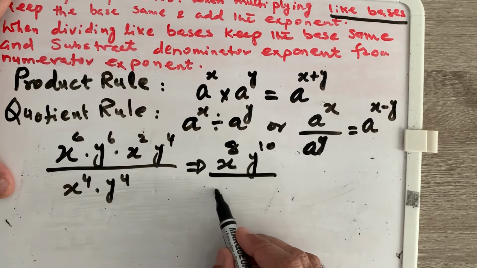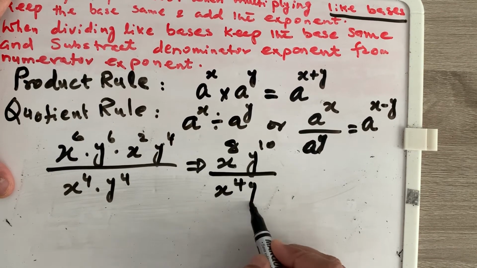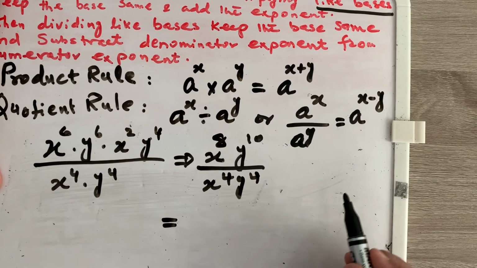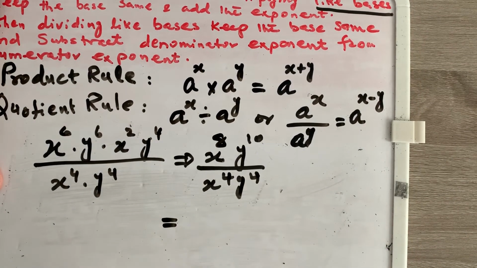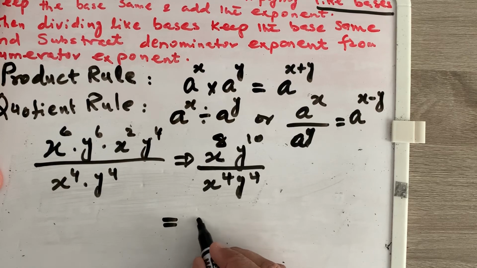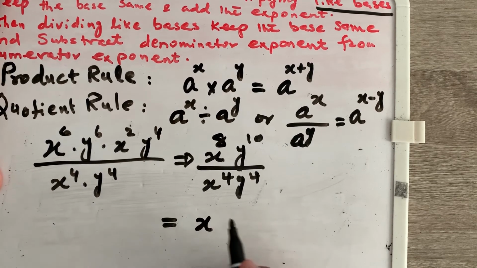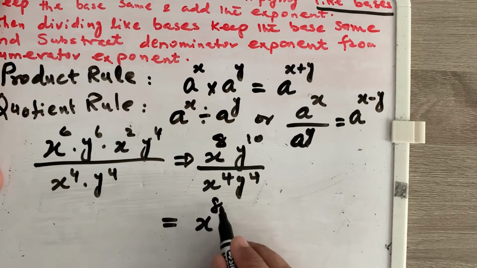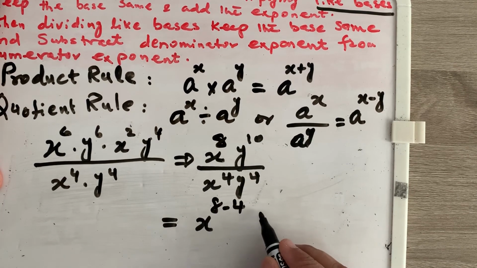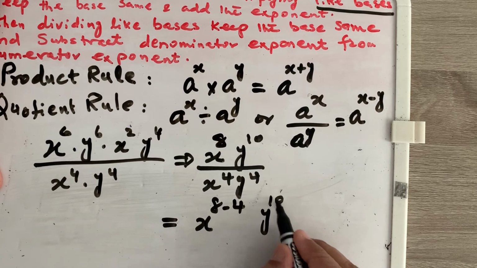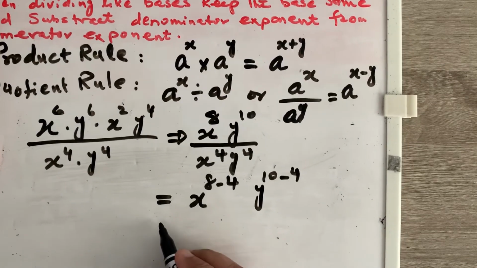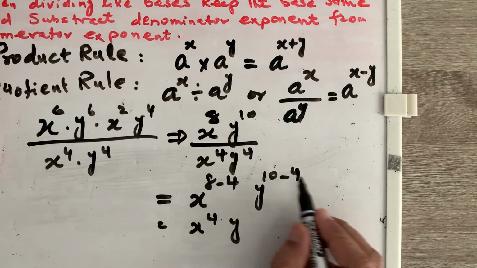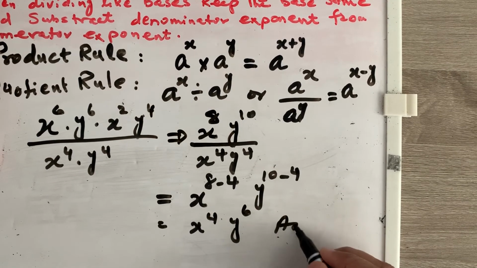And in the denominator I have x power 4, y power 4. Now I have to apply quotient rule because now there is something in the numerator and something in the denominator. So what is the rule saying? That you have to subtract the power of the denominator from the power of the numerator. So I did this, 8 minus 4 and 10 minus 4, and my answer will be x power 4, y power 6. This is my answer.